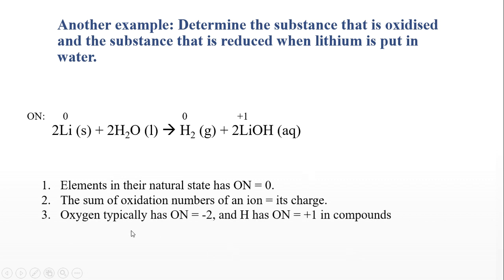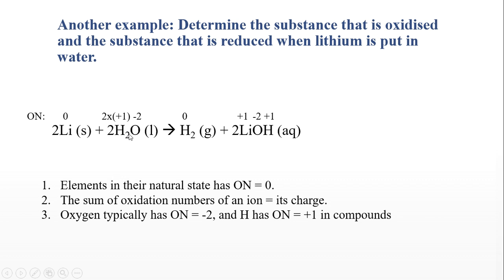You know that oxygen typically has the oxidation number of -2, and hydrogen typically has the oxidation number of +1 in compounds. So we have that in a few places here. We have the water molecule and we have the OH, the hydroxide ions here. So let's fill that in. This oxygen has a -2, this hydrogen has a +1. Note that the sum is 0.